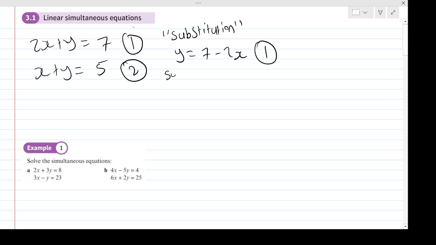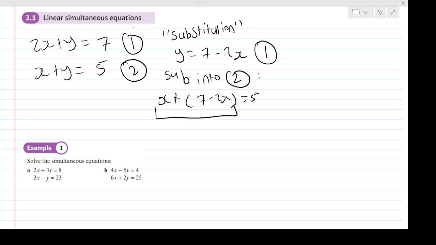Then this is where substitution comes in. Now I'm going to substitute into the other equation, so into the second equation. Wherever y is, I'm going to replace it with this. And the whole idea is now it's one equation with one variable. So x + y becomes x + (7 - 2x) = 5. We've reduced it to one equation with one unknown, which we can solve, right?